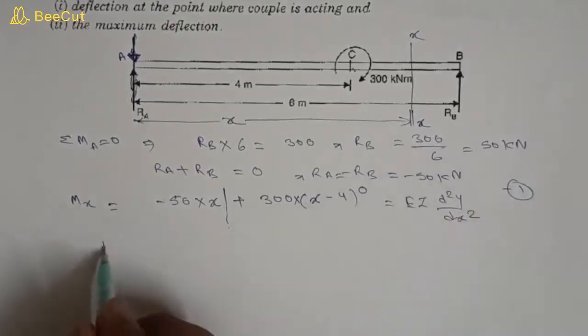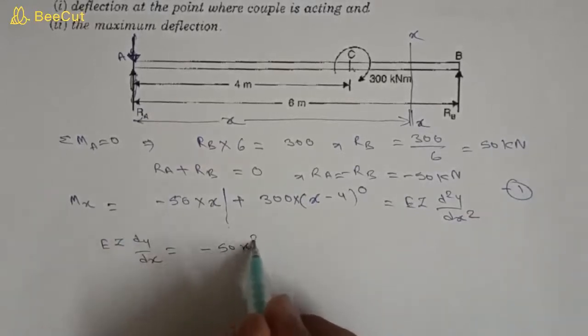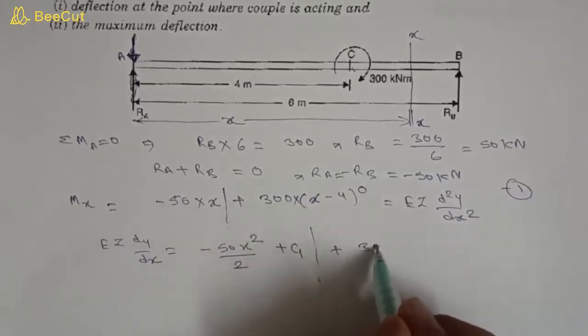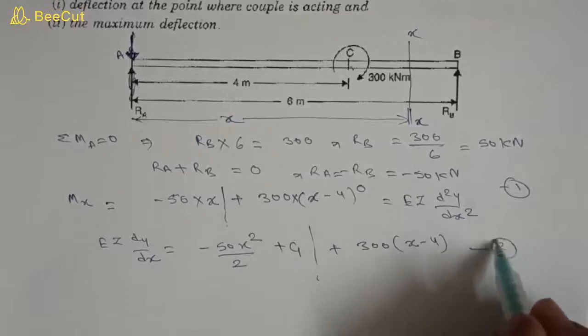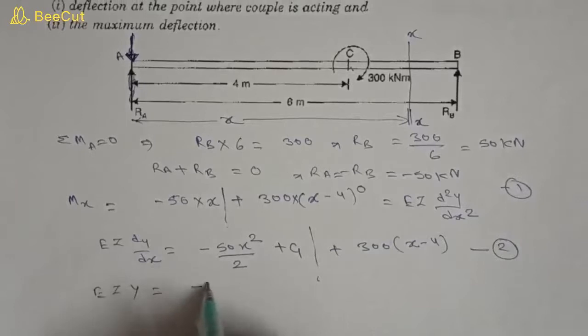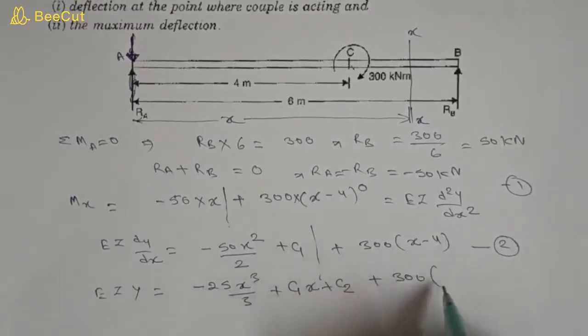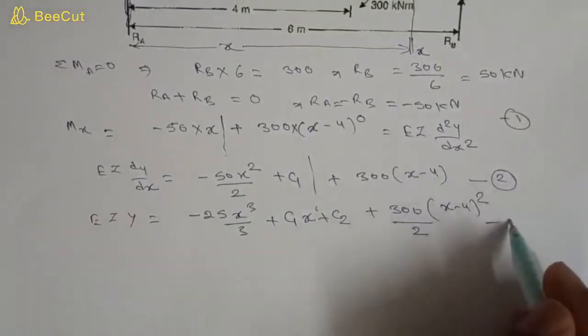If we do the integration, then we will get EI dy upon dx is equal to minus 50 x square by 2 plus c1 plus 300 into x minus 4 to the power 1. Okay, so this is equation number 2. Then if we do the integration again, then EIy is equal to minus 25 into x to the power 3 divided by 3 plus c1x plus c2 plus 300 into x minus 4 to the power 2 divided by 2. Okay, so this is equation number 3.